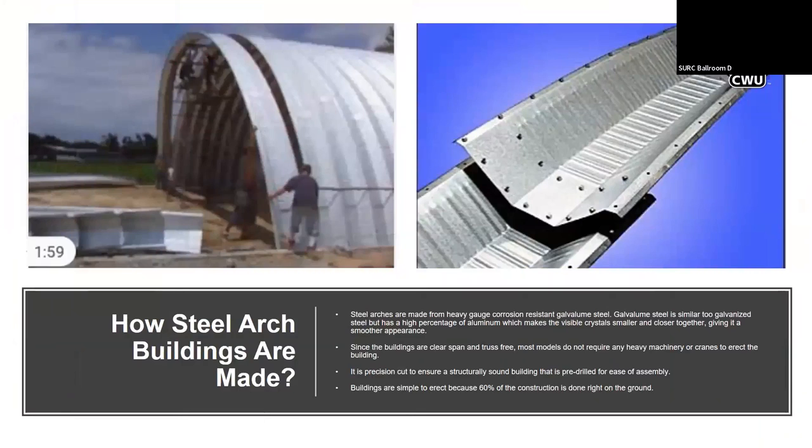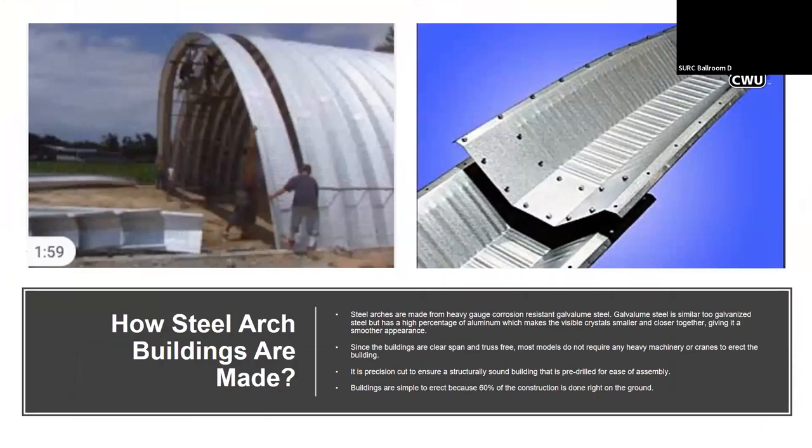So these steel arches are made from heavy gauge, corrosion resistant Galvalume steel. The steel is like steel, but has a high percentage of aluminum in the mix. So this creates basically a smooth finish compared to other steel. And this is due to the visible crystals decreasing in size.